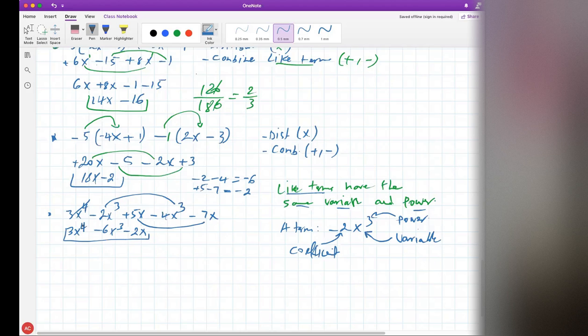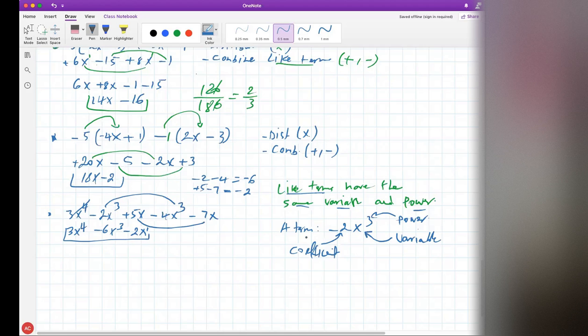Because the powers are different. You have power 4, you have power 3, you have power 1. So you don't need to do anything. You can't add these two, a 6 and 3 and 6, or add these two, because they are not like terms. So again, like terms have the same variable and power.